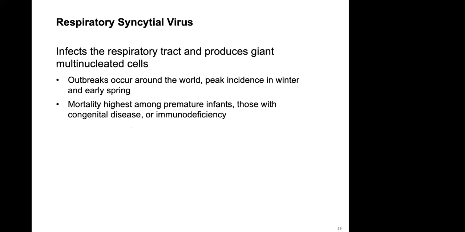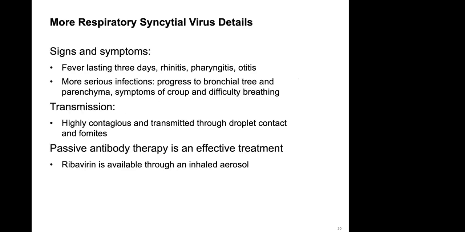Okay, RSV, respiratory syncytial virus. This infects the respiratory tract and it produces giant multinucleated cells. Outbreaks occur around the world. Peak incidence is in winter and early spring. And this is something that's of concern for newborns. Mortality is the highest among premature infants, those with congenital disease or immunodeficiencies.